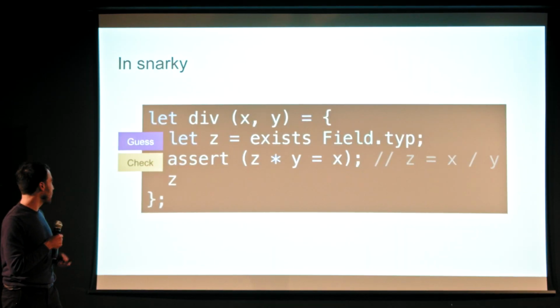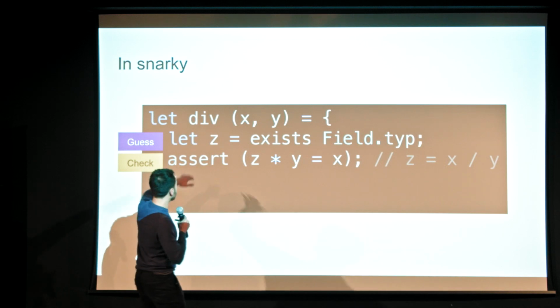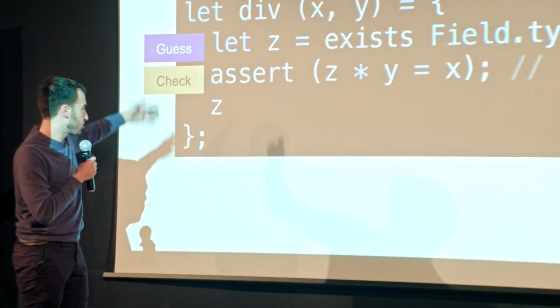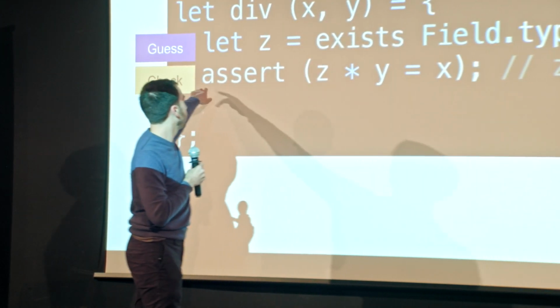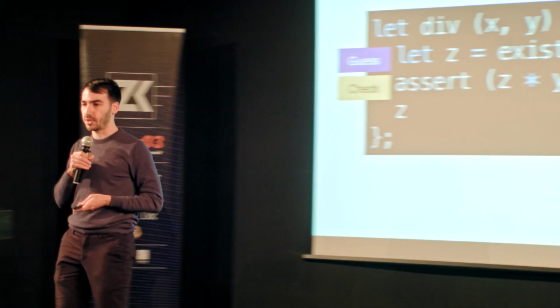Okay. So, just to show you what this looks like in code, as I said, you have a magic exists function, and this is just how you write it. You say, okay, guess z, so let z be guess, and then assert that z times y equals x, and then return z. So it's kind of what I said.